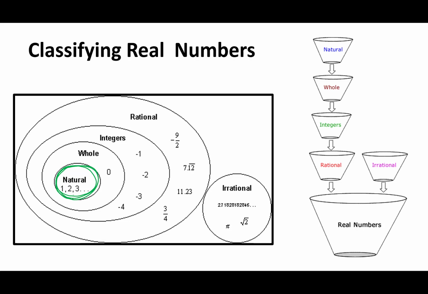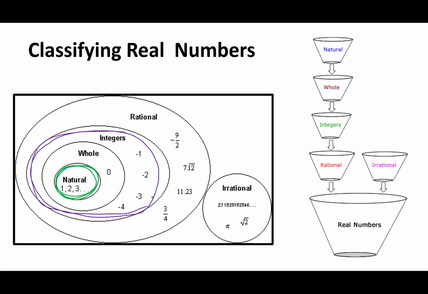A whole number is a group of numbers. It includes all of the natural numbers, your 1, 2, 3, 4, 5, 6, 7, and so on. Plus, it includes the number 0. Integers in this purple circle also include your set of natural numbers and your set of whole numbers and all of your negative whole numbers.